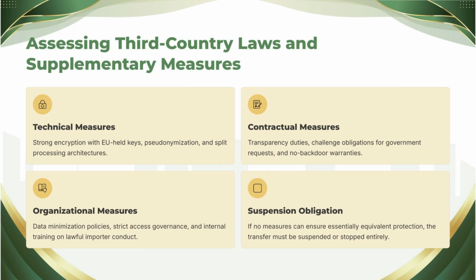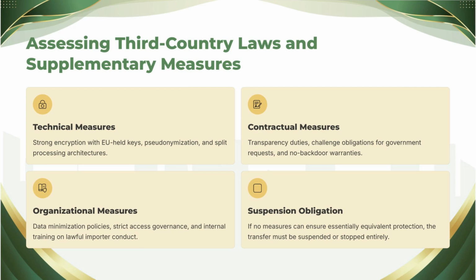Contractual measures then reinforce transparency obligations. The importer reports access requests where legally permitted, commitments to challenge orders in court, warranties of no backdoors. Organizational measures complete the set: internal policies, strict access governance, data minimization before transfer. And the honest ending the EDPB insists upon: sometimes no combination works.